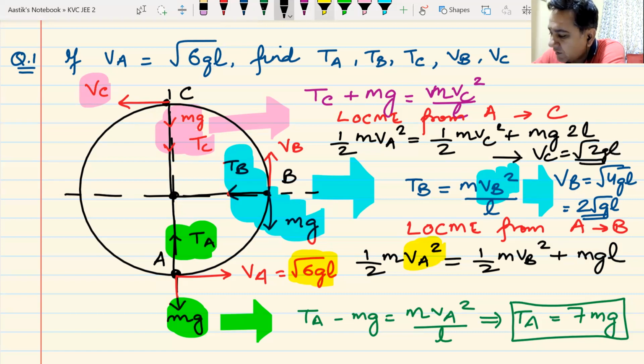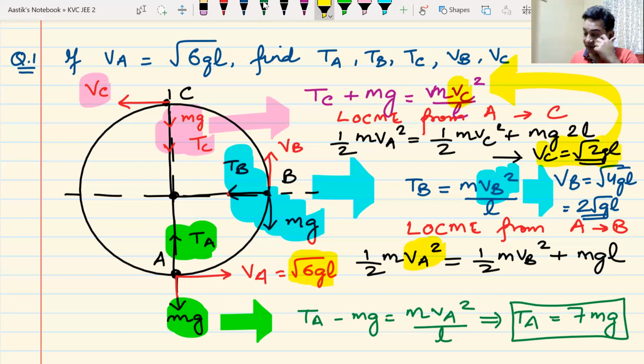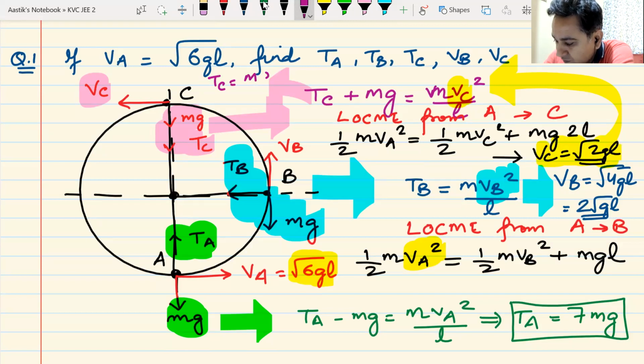As soon as I get the value of this VC, I can put it here and I can get the value of TC. What is the value of TC coming as? TC would be coming as mg, sir. M into G. That is correct. Yes, sir. Absolutely correct. No problems in this.